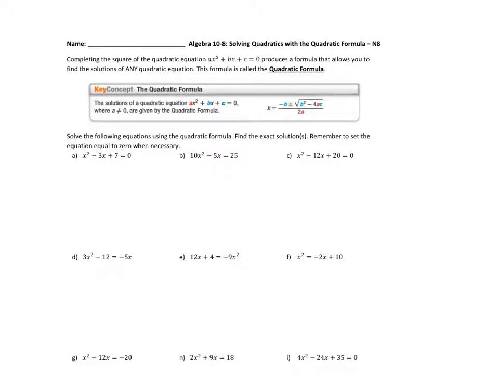Algebra, Unit 10, Video 8, Solving Quadratics with the Quadratic Formula, Notes 8.